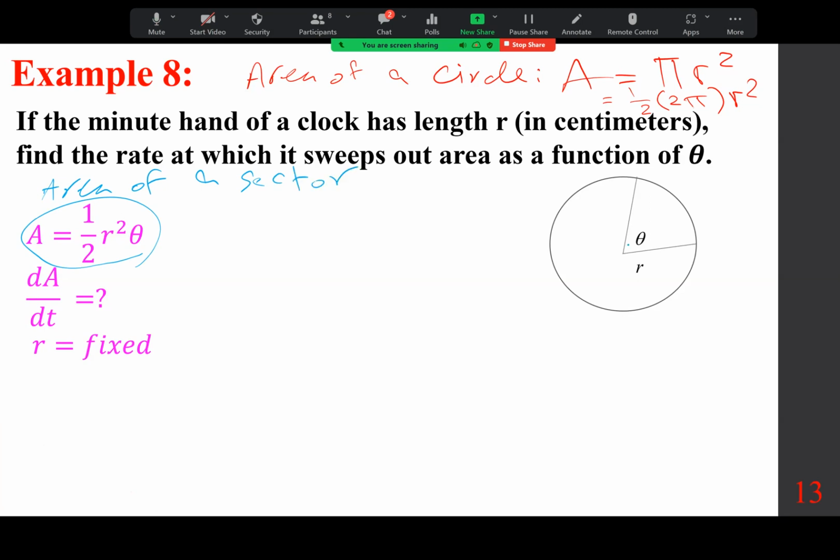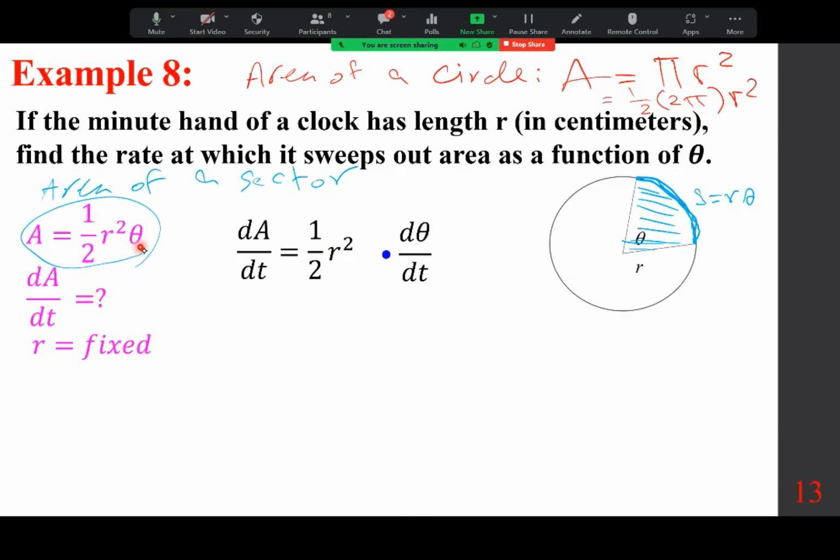So this area. By the way, just in a related concept, this distance, if you recall, S is r theta. Anyways, all right. So now we want dA/dt, which is differentiate this 1/2 r squared. This is fixed. This is a coefficient. Just theta gives you d theta dt. And that's all there is to it.